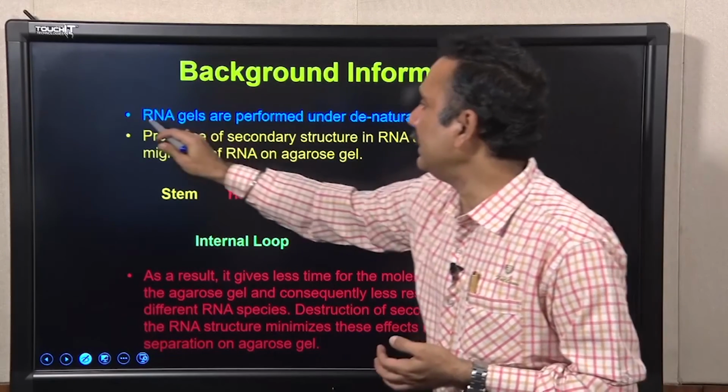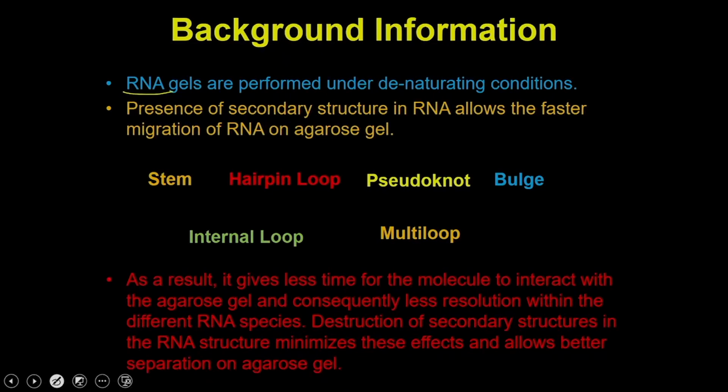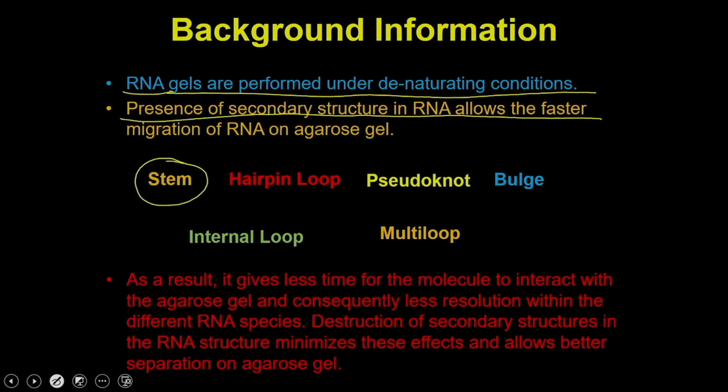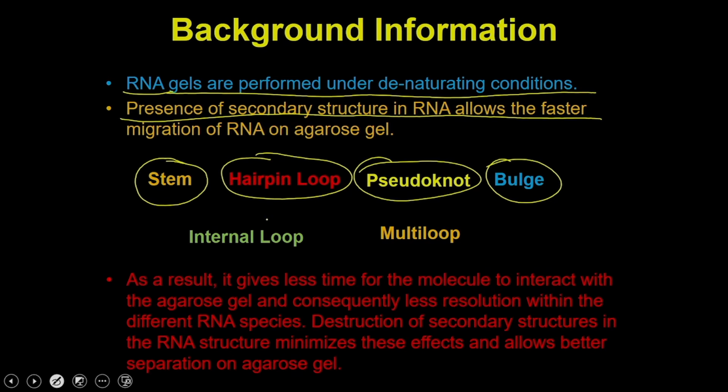First, RNA gels are always performed under denaturing conditions, because RNA has secondary structures. You have different types of secondary structures like stems, hairpin loops, pseudoknots, bulges, internal loops, and multiple loops. And why are these secondary structures not good?